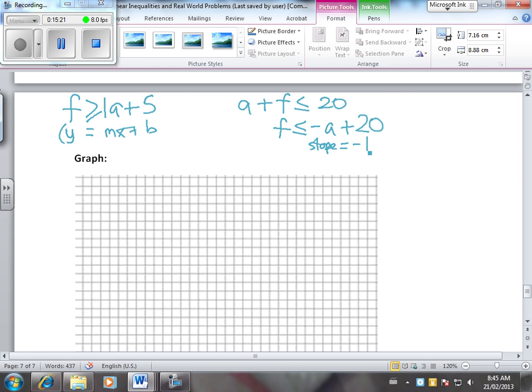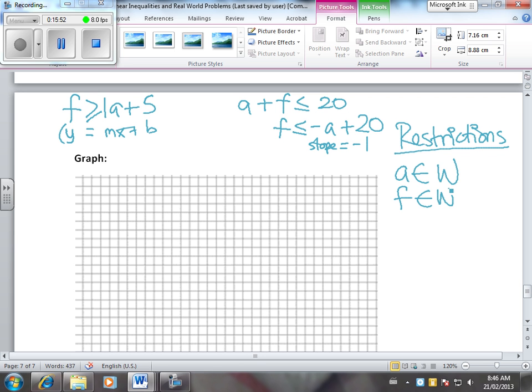Okay, and we also have to think about our restrictions. So for restrictions, we have a such that and f such that. And what kind of restrictions will we have on boats? It'll be the same as before, and it will be all whole numbers, right? Because we can't have negative or decimal, and that's what we wrote up on the page before.